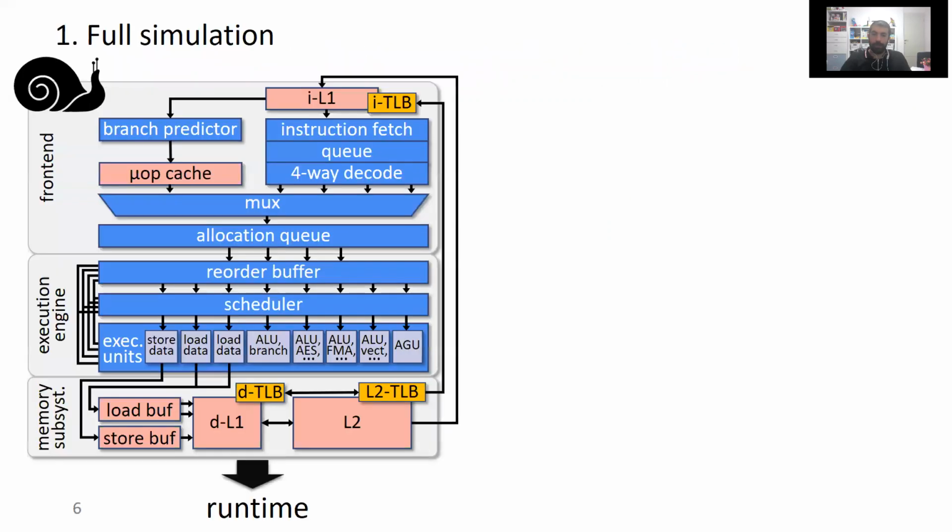The first is full or cycle accurate simulation, using something like Gem5. Full simulators reproduce the entire CPU cycle by cycle, so they are relatively slow. For example, simulating 1 minute of execution of a real CPU might take an entire year.